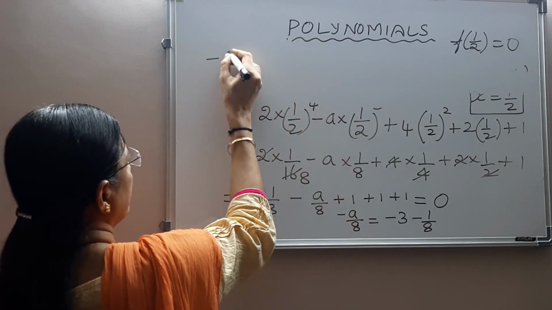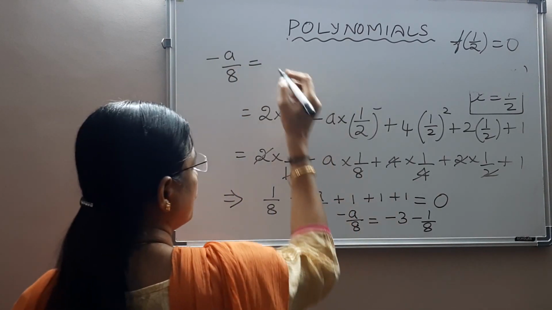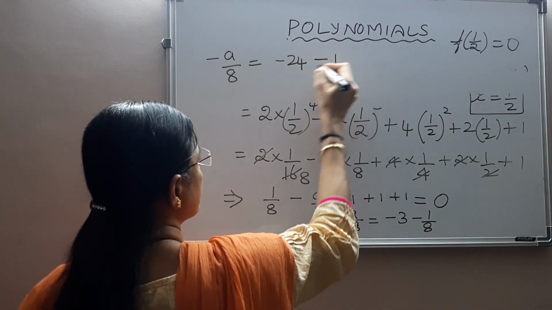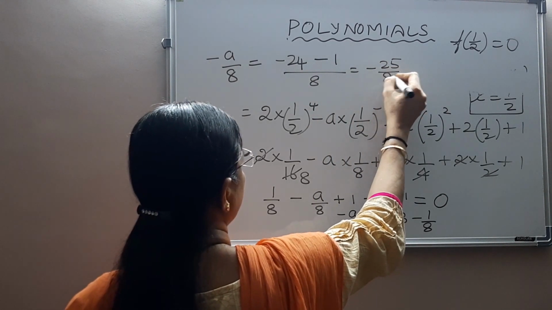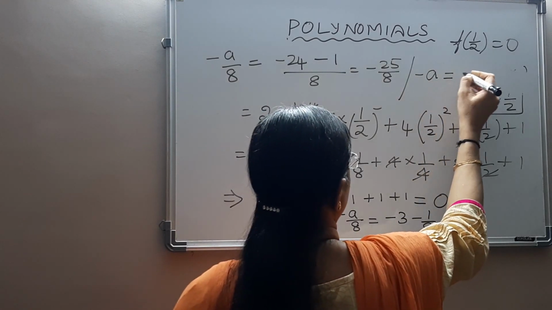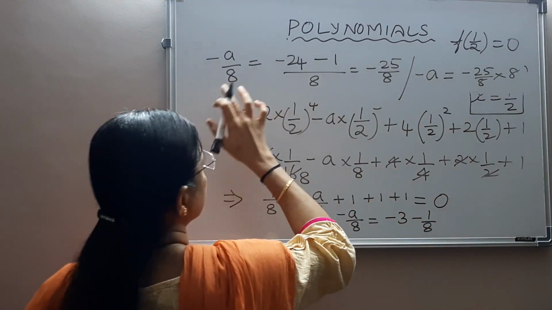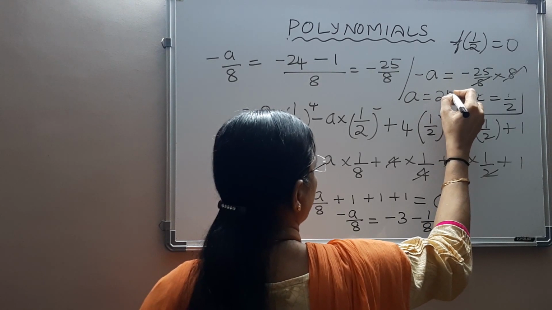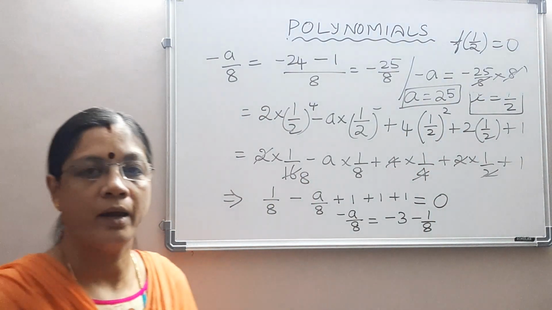See, minus a by 8 is equal to, what is minus? You need to find the LCM. So 8 is the LCM. Minus 24 minus 1 divided by 8, that is equal to minus 25 by 8. Now I bring the 8 to this side. Minus a is equal to minus 25 by 8 into 8. See, 8 gets cancelled and you have a is equal to 25. So we have found the value of a. A is equal to 25.